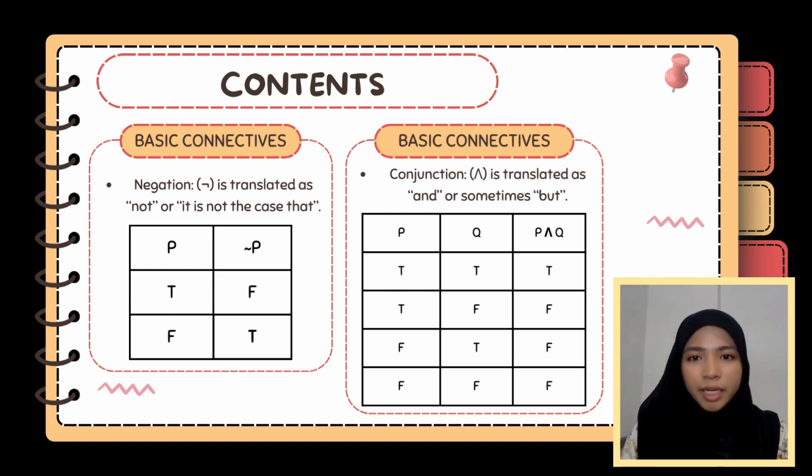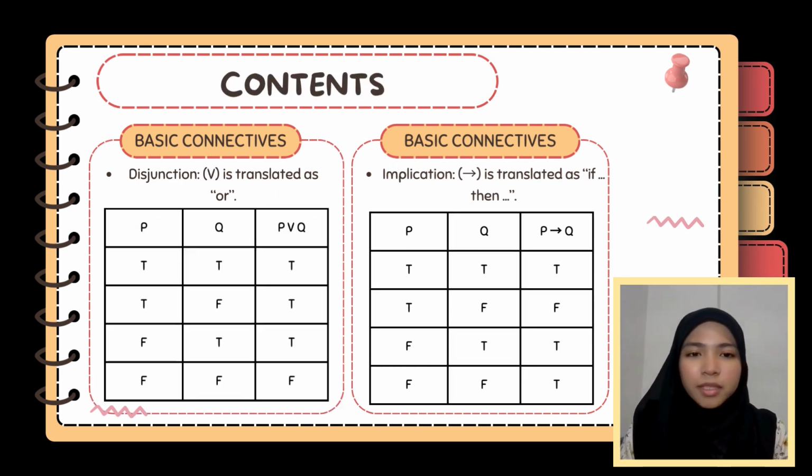First, we have negation. This symbol is translated as not, or it is not the case that. To illustrate, we can look at the truth table. If the value of P is true, then the value of negation P is false. Second, we have conjunction. This symbol is translated as and, or sometimes but. Let's look at the truth table. If both of the statement values are true, then it is true. Other than that, it is false.